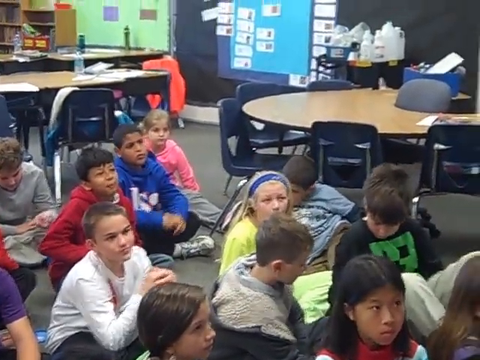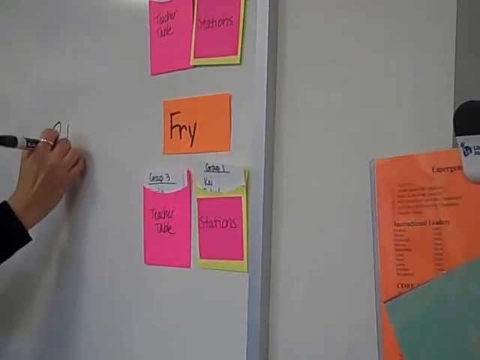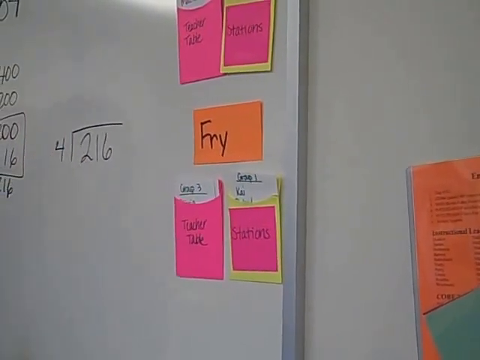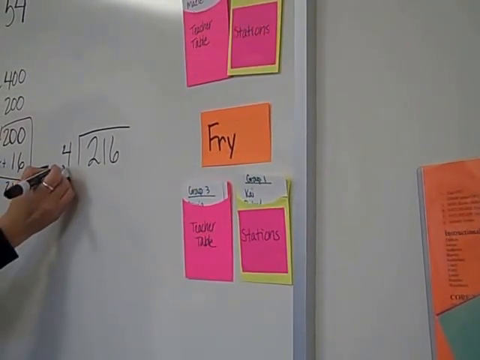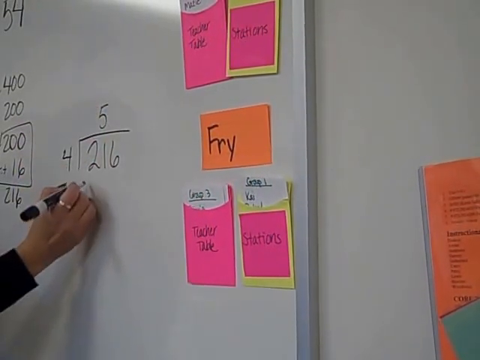Samuk? I did the traditional algorithm. Okay, will you walk us through it? So I put 216, and then I put 4 on the side, and then I saw 4 didn't go into 2, so I wrote 5 on top, and I did 21 minus 20.